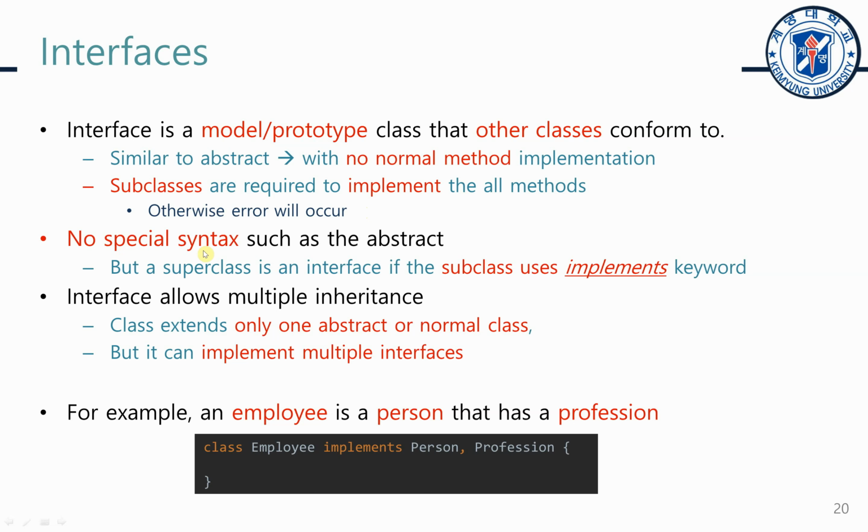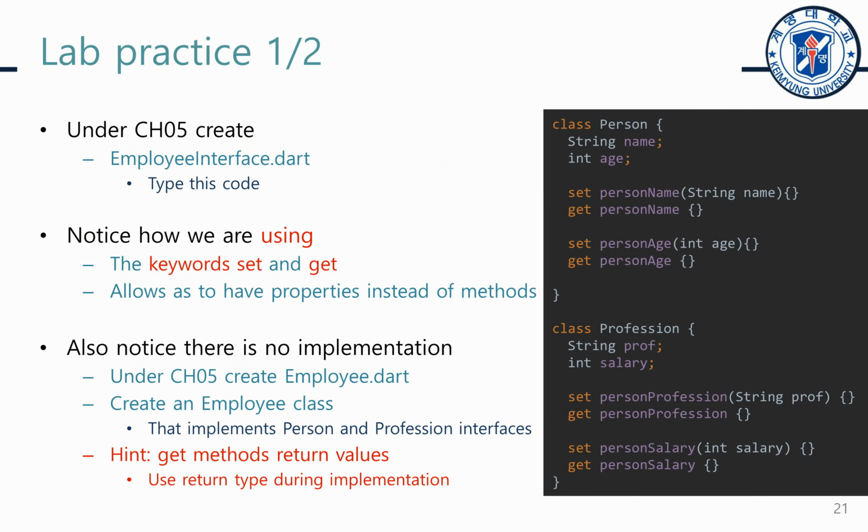And unlike abstract, there is no keyword such as abstract to declare interfaces. Rather, we know that a class is an interface if other classes implement it. If there are other classes that have to implement it, then we say, okay, if it is like class Employee implements Person and Profession, that means because of this keyword implements, we know Person and Profession are interfaces. Okay, so let's take a look at this example.